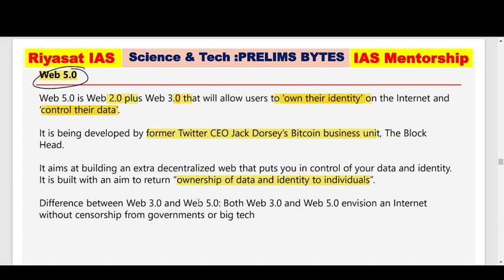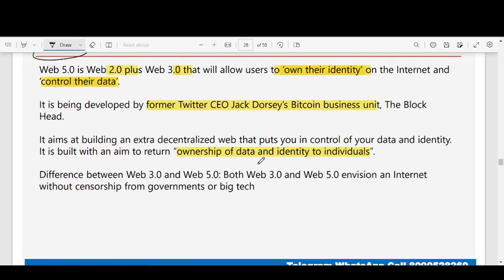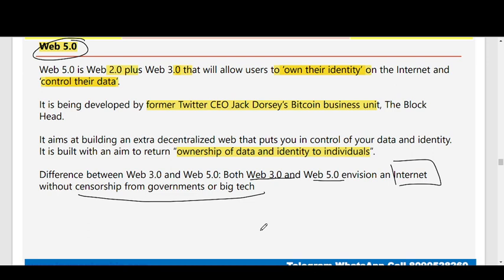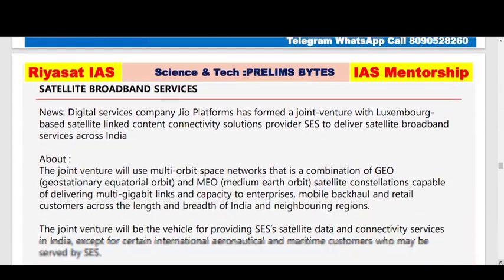Now, what is the difference between Web 3.0 and Web 5.0? Both have the internet. Web 5.0 is basically a more advanced version. Both aim to have a proper internet without censorship from government or big tech. Basically, it provides a very big platform where users are allowed to share their feelings and post anything they want, only with their identity, owning their identity and controlling their data. Clear? So this is everything about Web 3.0 and 5.0.